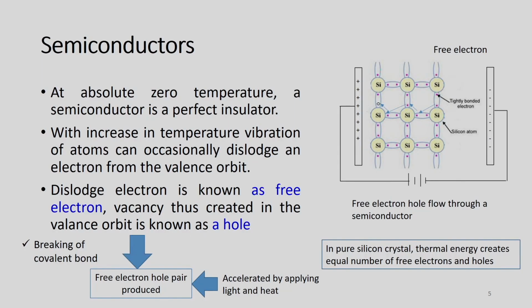So, at absolute 0 temperature, a semiconductor is a perfect insulator. No current will flow if we maintain it at a temperature of 0 degree Kelvin or 0 Kelvin. With increasing temperature, vibration of atoms can occasionally dislodge an electron from the valence orbit. This dislodged electron is known as a free electron. This is important, and when this happens, the vacancy which is created in the valence orbit is known as a hole. Thus, it breaks the covalent bond. And once it breaks the covalent bond, a free electron hole pair is produced. We can increase this free electron hole pair generation by supplying light and heat.